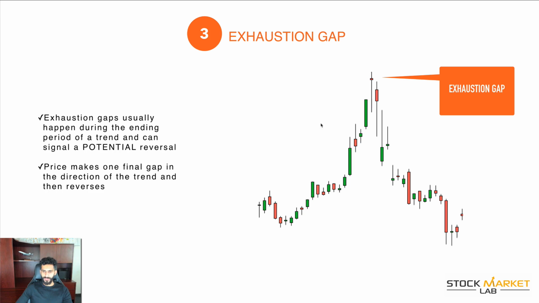Next, we have exhaustion gaps. What are exhaustion gaps? Exhaustion gaps usually happen during the ending period of a trend and can signal a potential reversal. Price makes one final gap in the direction of the trend and then reverses. So exhaustion gaps are when a stock is, let's say, going on an uptrend and it has a gap like this. Now, if you understand price action, which you guys should by now, you should get a solid idea of it. When you see a candle like that with a gap, that's already like, whoa, what's going on?